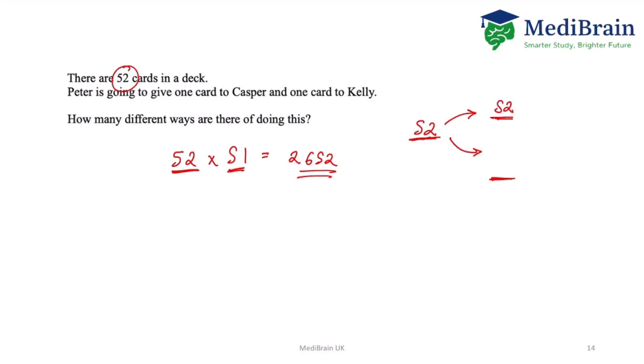So he can choose from a total of 52. Once he's picked out a card, there's only 51 cards left. Now Kelly only has 51 to choose from, because Casper's taken one card. That's where we got the 51. And that's why we multiplied the 52 by the 51, because those are the total number of combinations that we have.